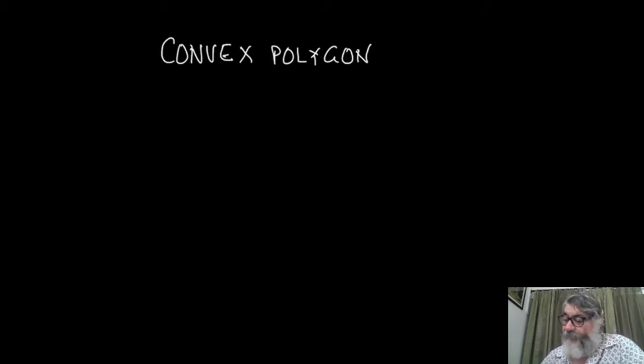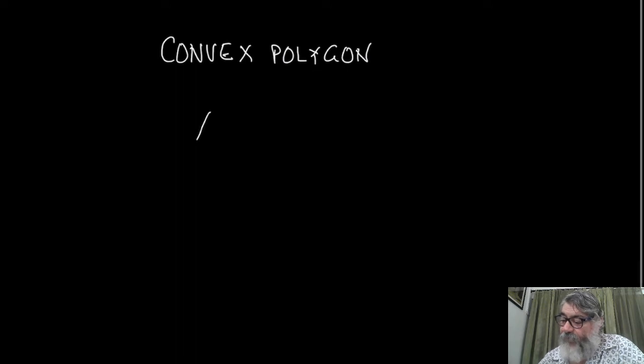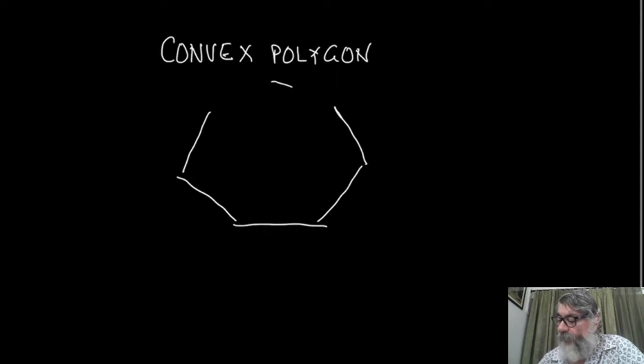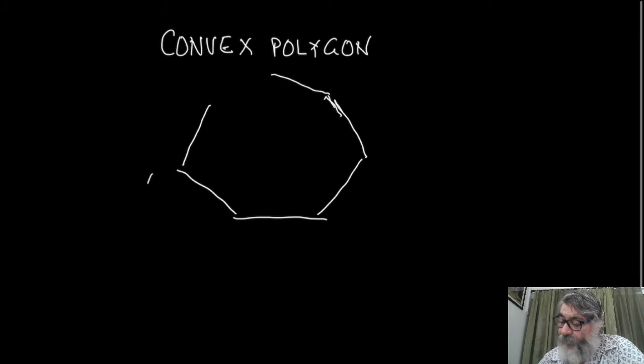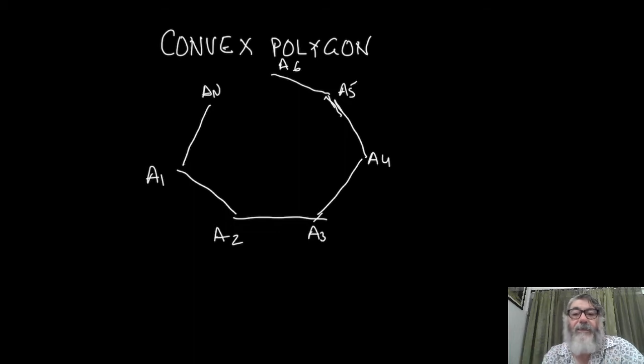For example, let me draw any polygon of n number of sides. I'm not closing this polygon because I'm taking the number of sides to be n. Suppose it is A1, A2, A3, A4, A5, A6, and I'll call the last one AN. It is an n-sided polygon.